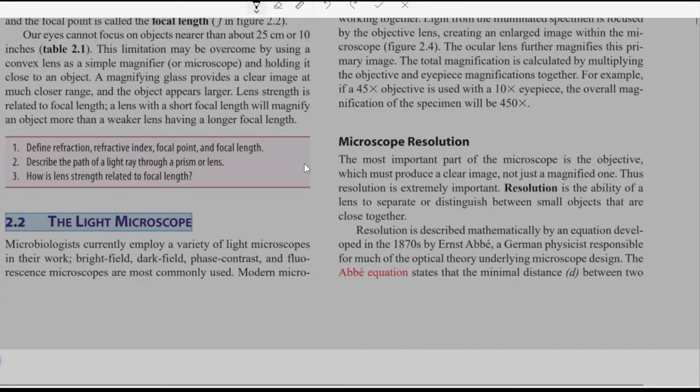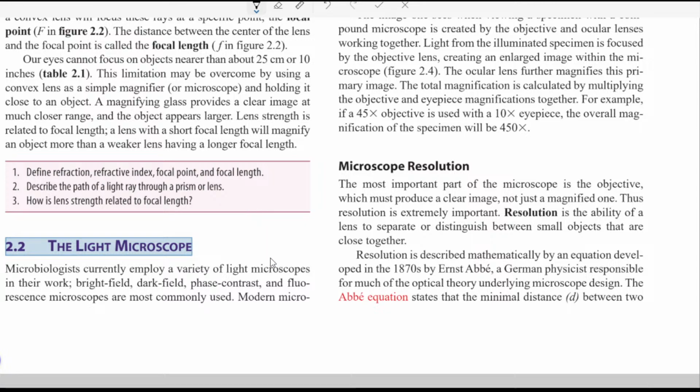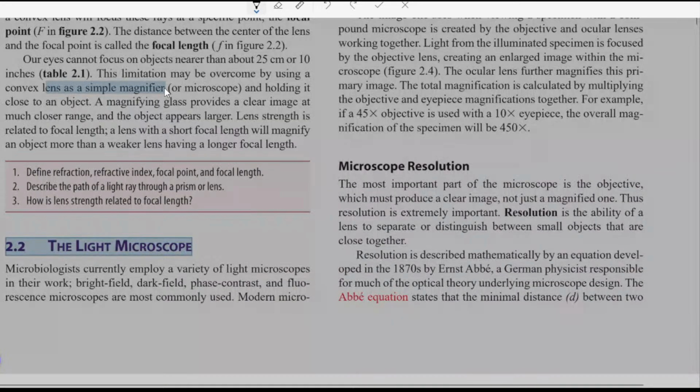The limitation may be overcome by using a convex lens as a simple magnifier or microscope, or holding it close to an object. They are saying, how can we overcome this limitation? How can we focus further than this point? It is by using a convex lens or a simple magnifier, right? And holding it close to an object.